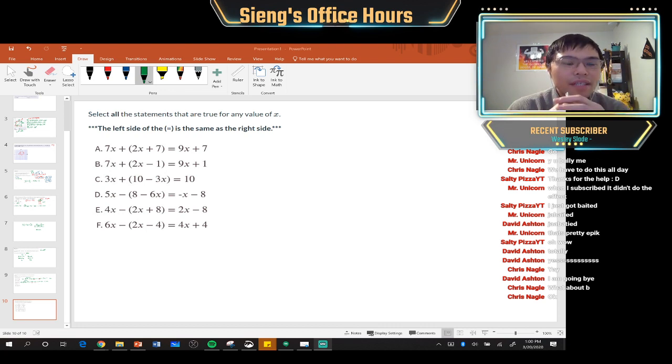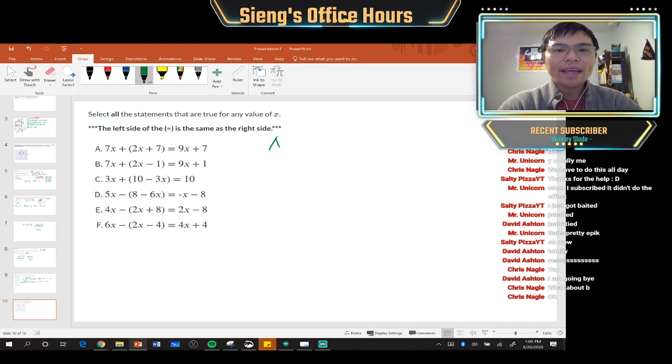Alright, so I'm going to look at this last one. It says select all statements that are true for any value of x. Basically all you're saying is, does the left side simplify to the right side? Does it equal each other, okay? Again, we're combining like terms. I can see that D, E, and F might be a little bit harder, but you can totally do A, B, and C, okay? So let me just do A, and then I'll do D. You need to do this on your own. Again, I gotta get going.